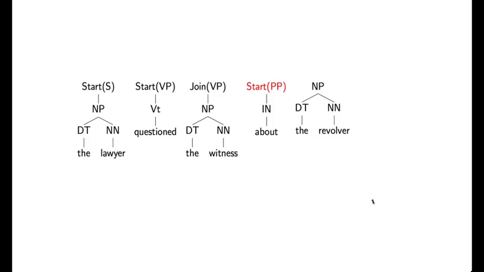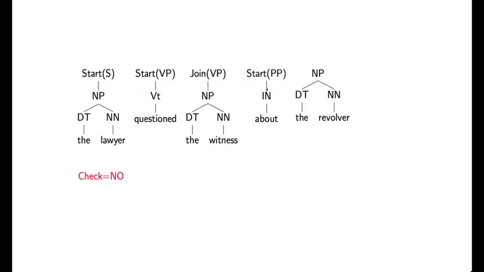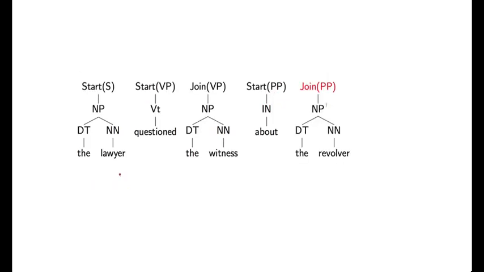Next step, you're hopefully getting the idea now. We pick the leftmost subtree that doesn't have any structure above it. That's this preposition here. We could choose to join the previous constituent or start a new one. We say start PP in this case. The prepositional phrase isn't complete, so we say check equals no. Again, we go back to the leftmost constituent that isn't completed or doesn't have structure above it. That's that NP. We could start a new constituent, or we could choose to join the previous one. In this case, we choose to join the prepositional phrase.